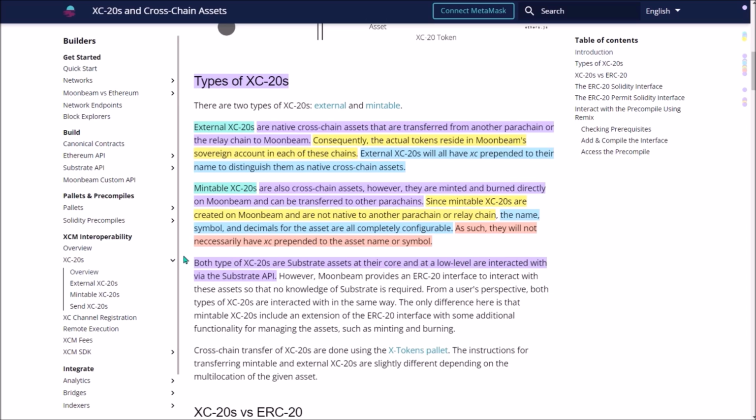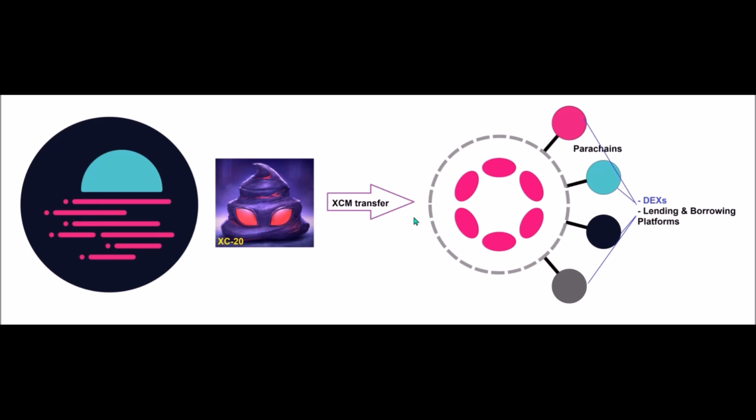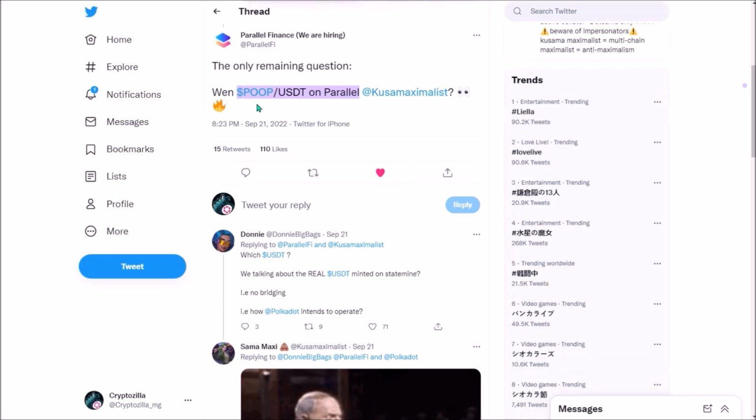That means once there is an XCM channel open between Moonbeam and other parachains, an XC20 minted directly on Moonbeam can be utilized across all these Polkadot parachains and on DEXs and lending platforms built on them. So this will also be the case for Poop. It should in the future be transferable to other Polkadot parachains via XCM channel and utilizable on DeFi, dApps and platforms. The first parachain that is planning to bootstrap a liquidity pool with Poop will probably be Parallel Finance, specifically a Poop and USDT pool. Parallel hinted that on their Twitter, but first the proposal for the XC-Poop USDT pool will have to be submitted to the community to vote on.